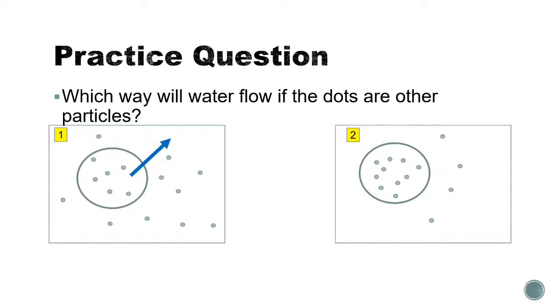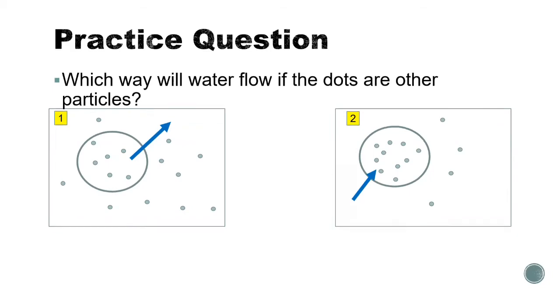On number 2 there, I have a lot more salt inside the cell or particles inside the cell. So in this case, water is going to flow into the cell. So that way it can actually spread out those particles inside the cell. And again, it wants to try to get that equal percentage or the same amount of salt per water inside of the cell as outside. So that's that goal of dynamic equilibrium.